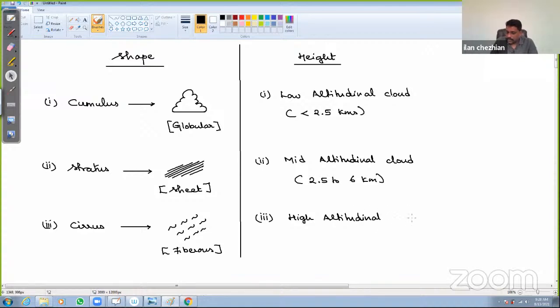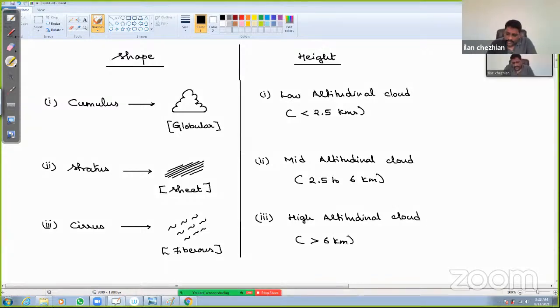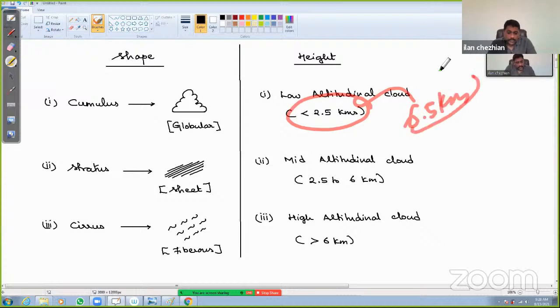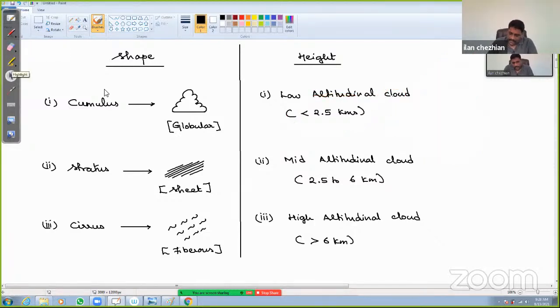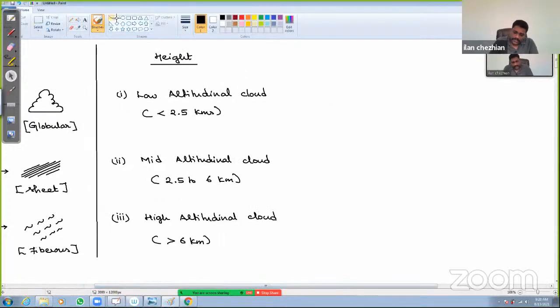High altitudinal cloud. All the clouds located beyond the 6 kilometer mark, you call them as what? High altitudinal cloud. See, these heights I'm giving you are approximate. In an image you may see 6.5 or 7 kilometers, and that should not make much difference. And my dear friends, finally, is there any other classification of cloud? Yes. Clouds can also be classified based on weather effectivity.